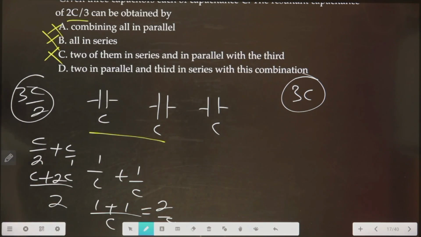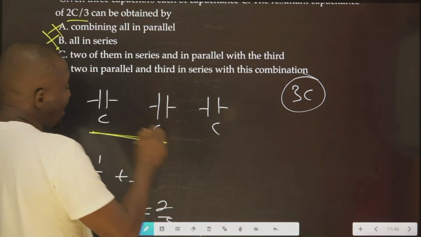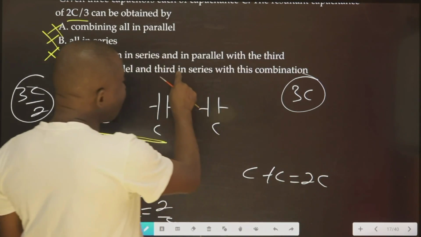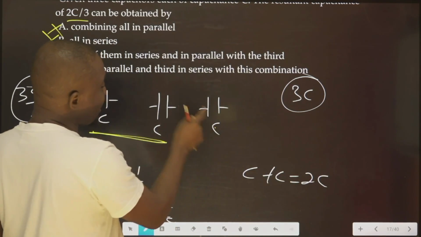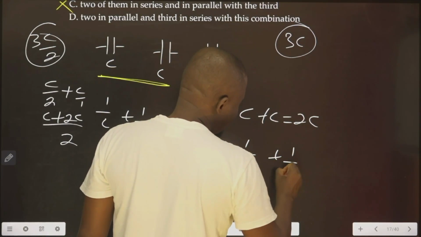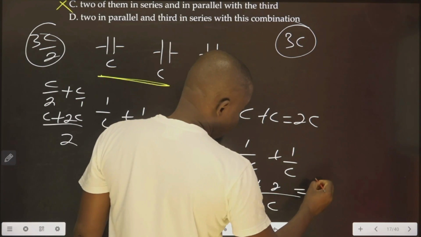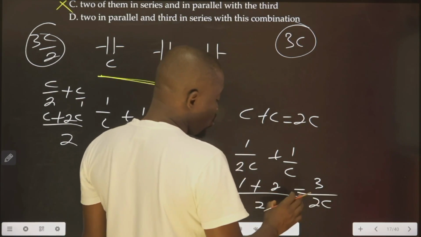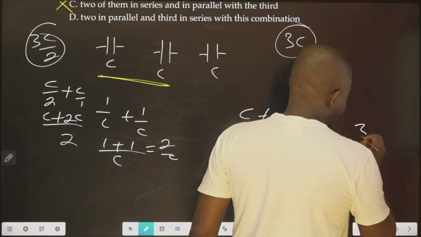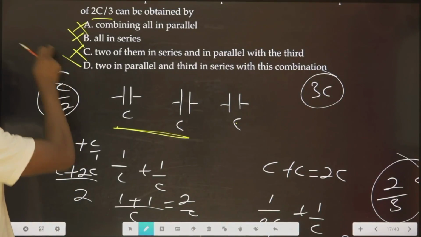The next one is 2 in parallel, third one in series. So let's say these are in parallel. If they are in parallel, it's C plus C equals 2C. This one is in series with this now, it means you have to do 1 over 2C plus 1 over C. That is 1 plus 2 equals 3 over 2C. You turn it upside down to get the final one. 2 over 3C. Yeah, exactly. So this is the answer.